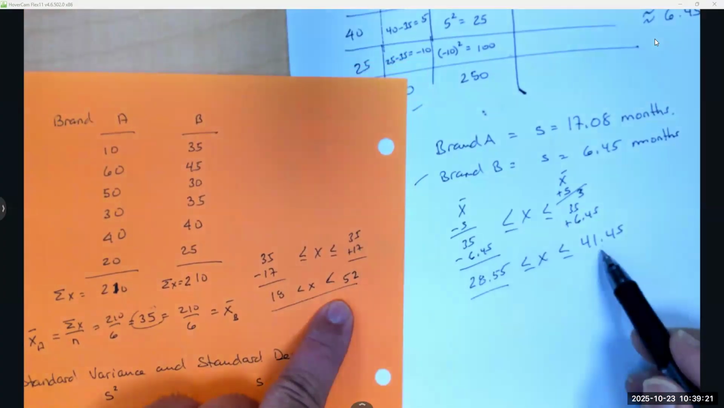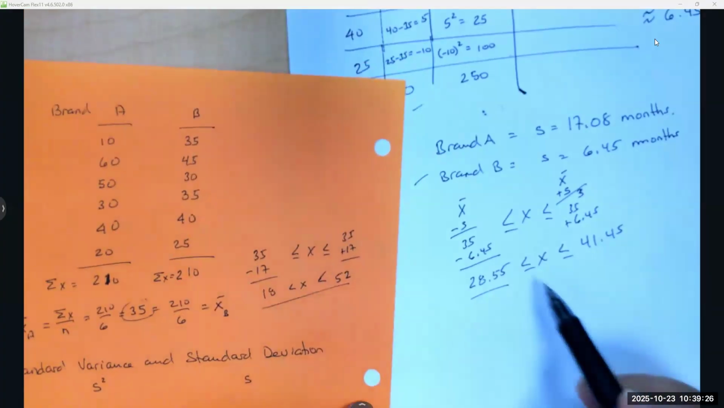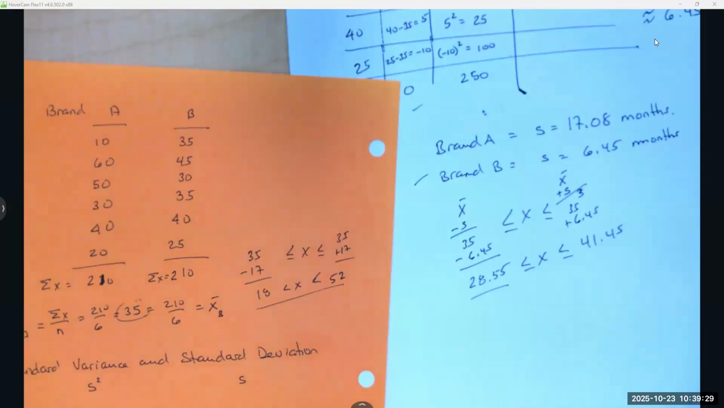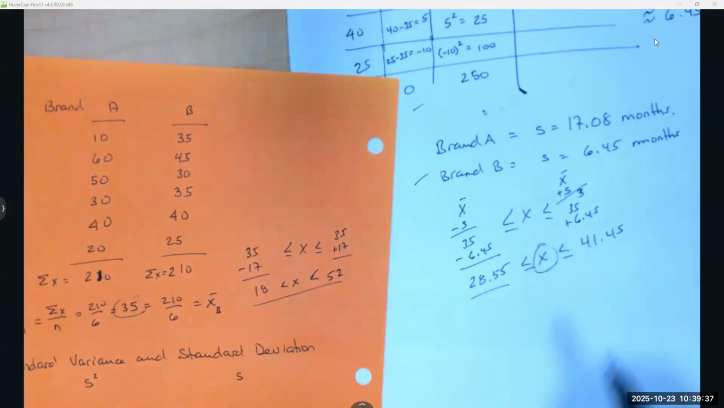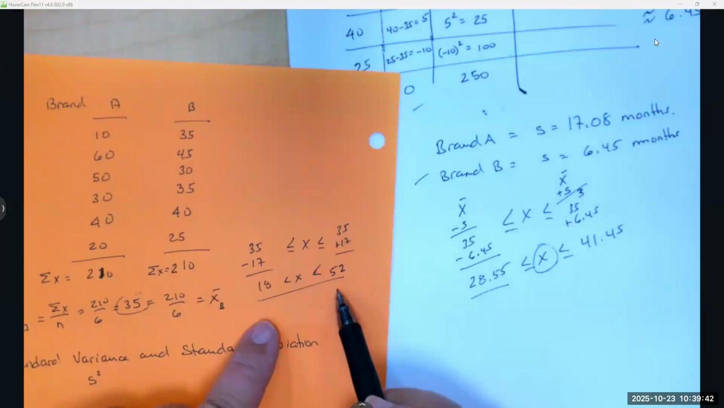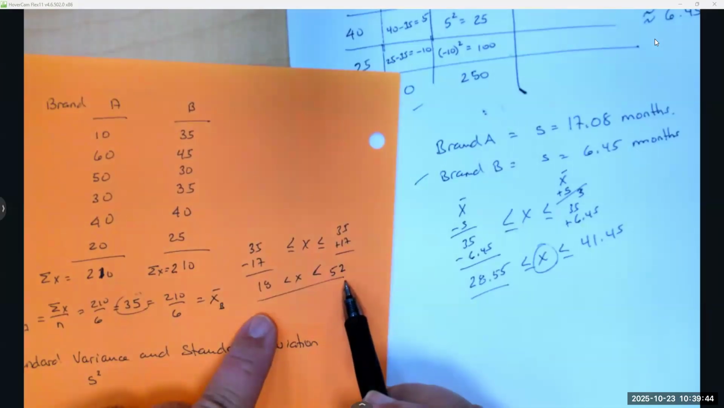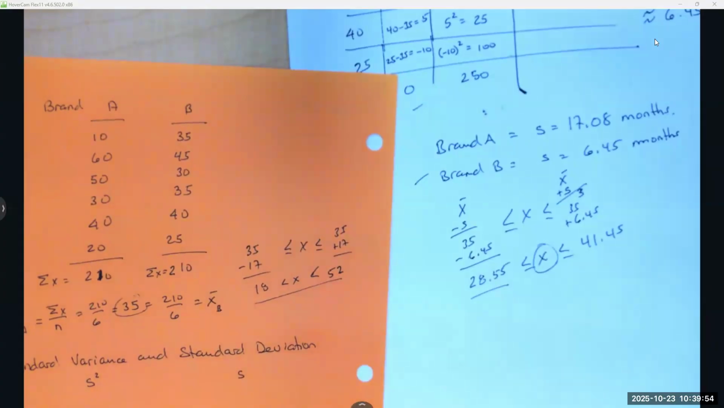So which one's better? This one lasts up to 52, this one lasts to 41. Why is brand B better? It's more stable. You can now start budgeting for the middle, between 28 and 41 months, as opposed to 18 to 52. And that's a huge difference. This is a year and a half to over 4 years. I mean, you don't know what's going to happen there.